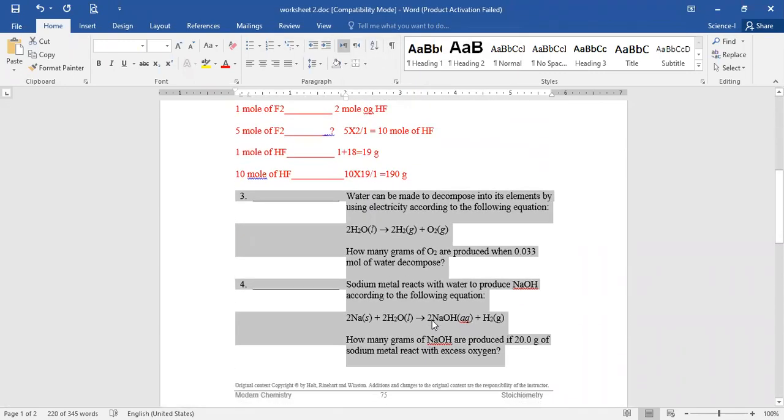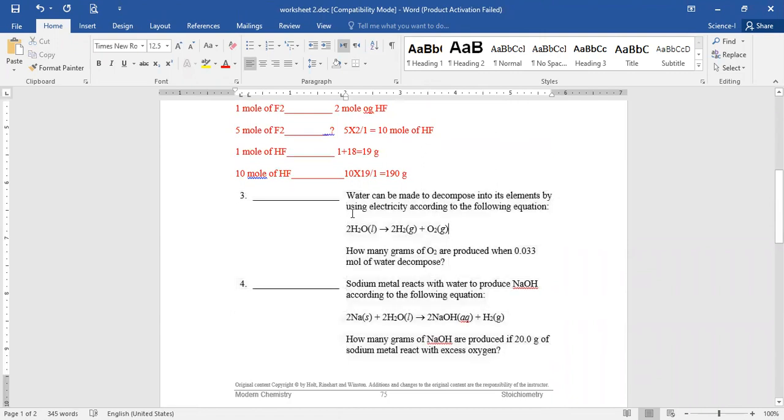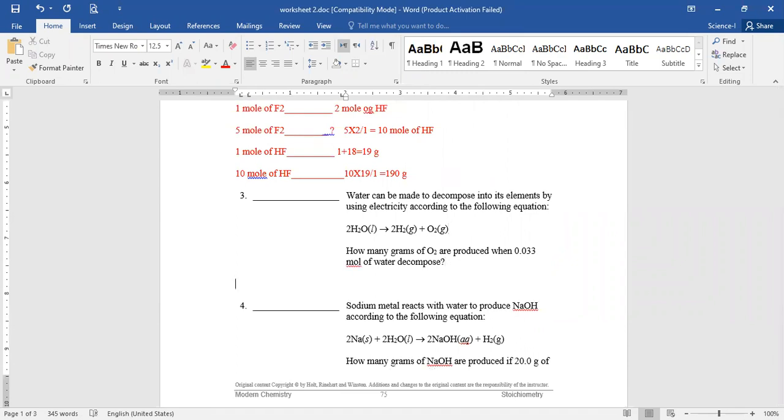Okay, guys, so let's pass to question number 3. He said that water can be made to decompose into elements by using electricity according to the following equation. So he asked how many grams of oxygen are produced when 0.033 mole of water decompose. So yes, Abdurrahman.